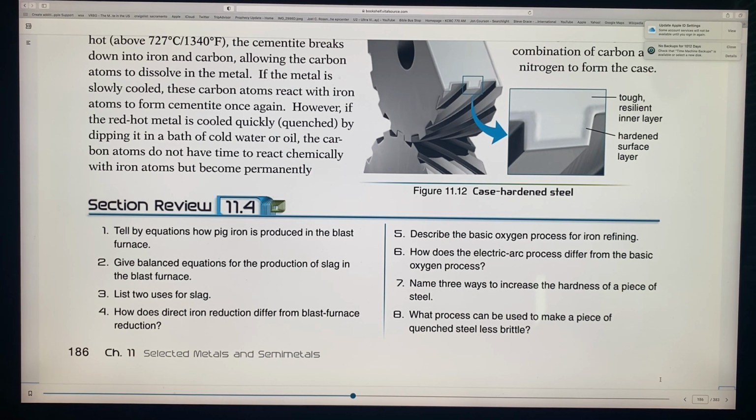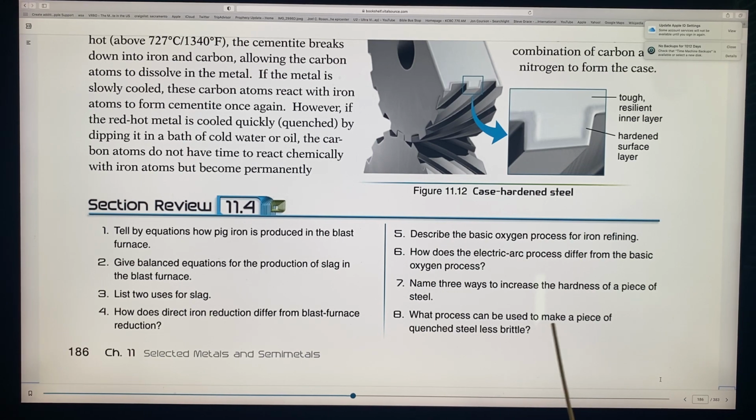So those are the hardness methods. Cold rolling, cold forging, are the 2 with the stamping. And the first one was cold working.